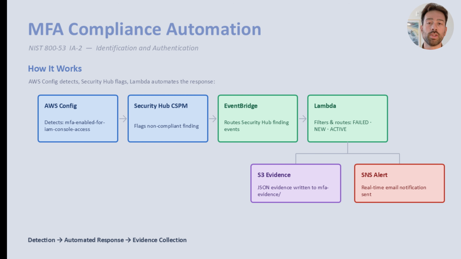So as we build this lab out, keep those 4 steps in your mind, right? Step 1 is detect the issue. Second is trigger the automation. Third, collect the evidence. And fourth, send the alert out.